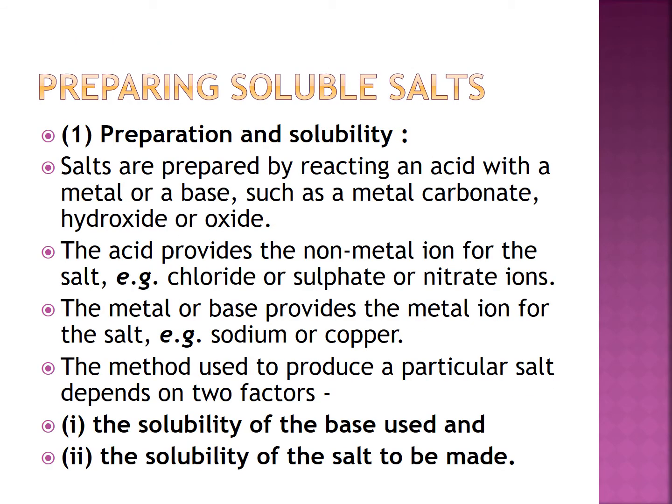Now in preparation of soluble salts, with the help of the flowchart, we know that salts are prepared by reacting an acid with a metal or a base, such as metal carbonate, hydroxide or oxide. The acid provides the non-metal ion for the salt, for example chloride, sulfate or nitrate ions. The metal or base provides the metal ion for the salt, for example sodium or copper. The metal used to produce a particular salt depends on two factors: the solubility of the base used and the solubility of the salt to be made.